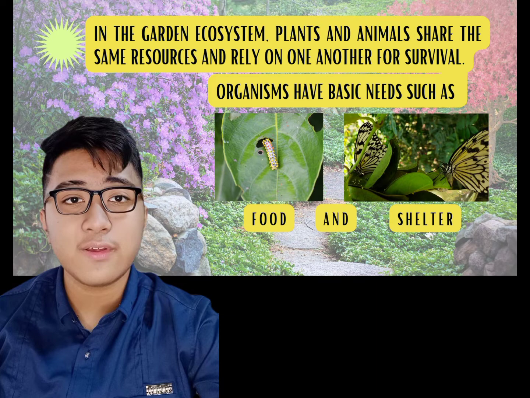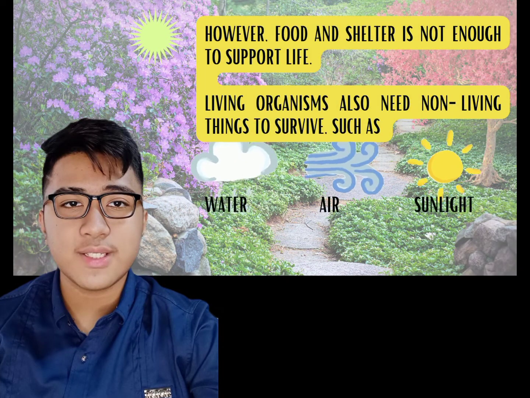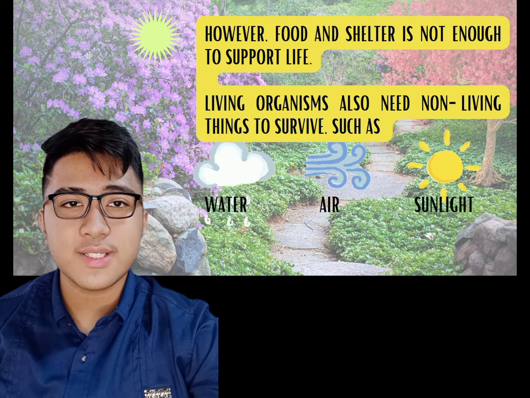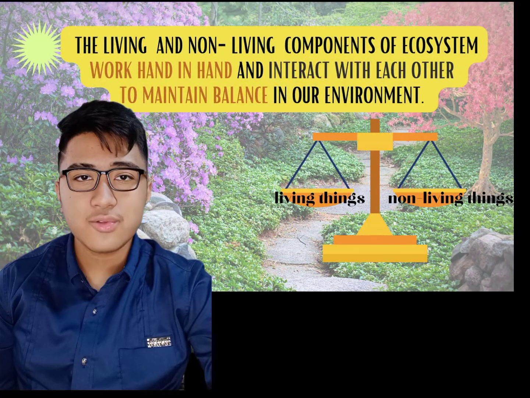Organisms have basic needs such as food and shelter. However, food and shelter is not enough to support life. Living organisms need other things such as water, air, and sunlight to survive. The living and non-living components of an ecosystem work hand in hand and interact with each other to maintain balance in our environment.